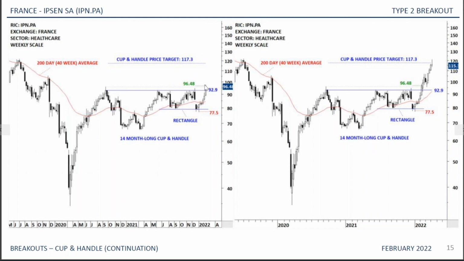Breakout confirmation. Chart pattern negation level is placed at the lowest point of the handle. And then after the breakout, we see a retest. Doesn't even challenge the pattern boundary, and then continuation on the upside. This is a weekly scale price chart, so every bar is 1 week. And the price target was met with a good uptrend after the breakout. So this is type 2 breakout.